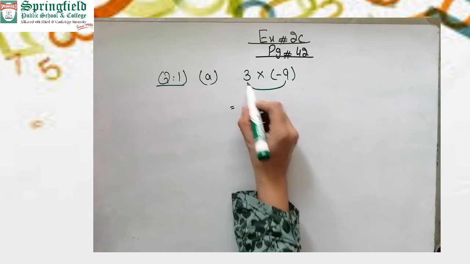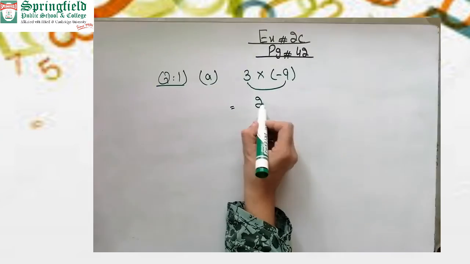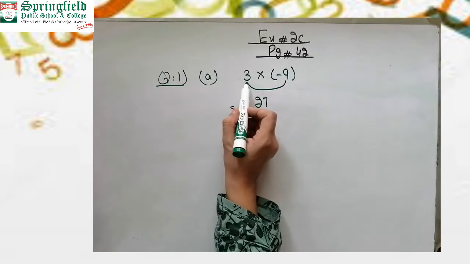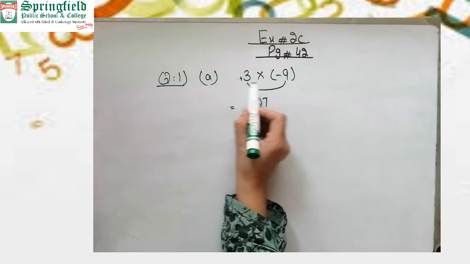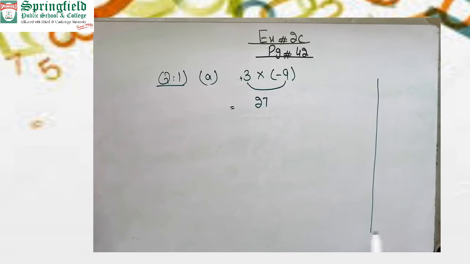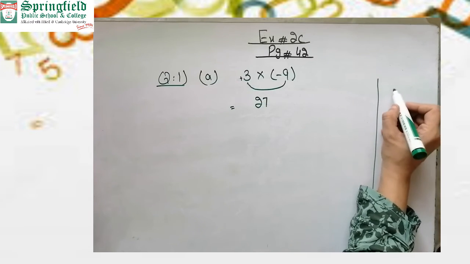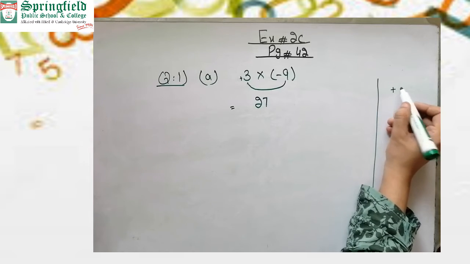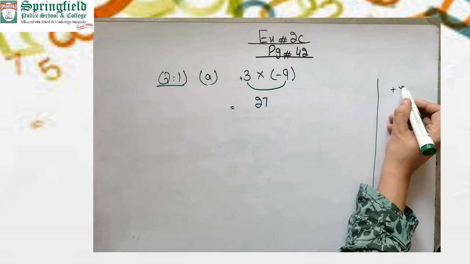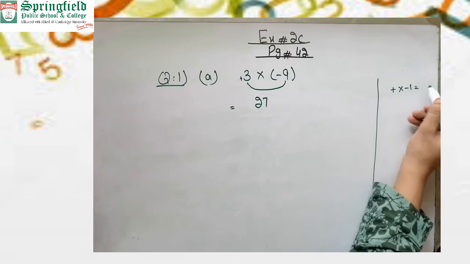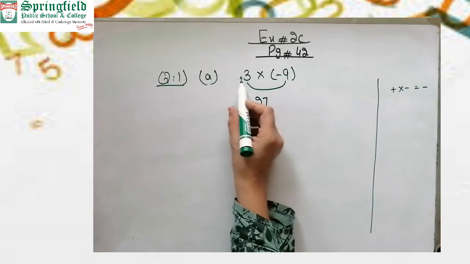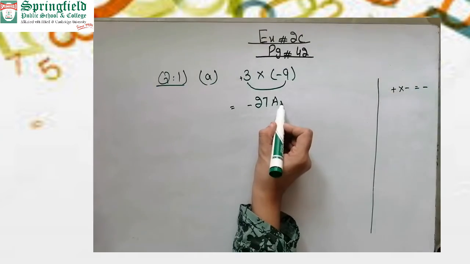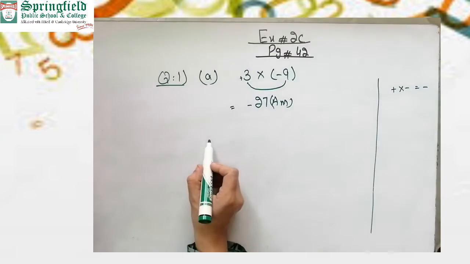So 9 multiply 3. 9 3s are 27, and okay, look at the sign in front of 3. Here it's plus. So plus minus. As we know that during multiplication, a positive number multiplied with a negative number, the answer is in negative form. Fine. So plus minus is minus. This is your final answer.